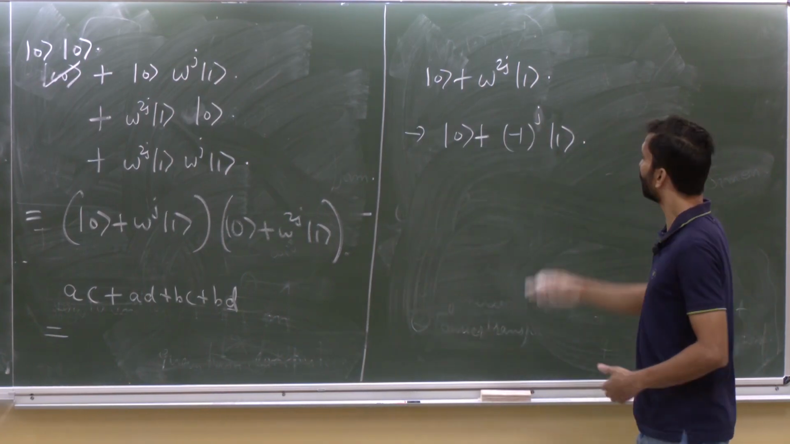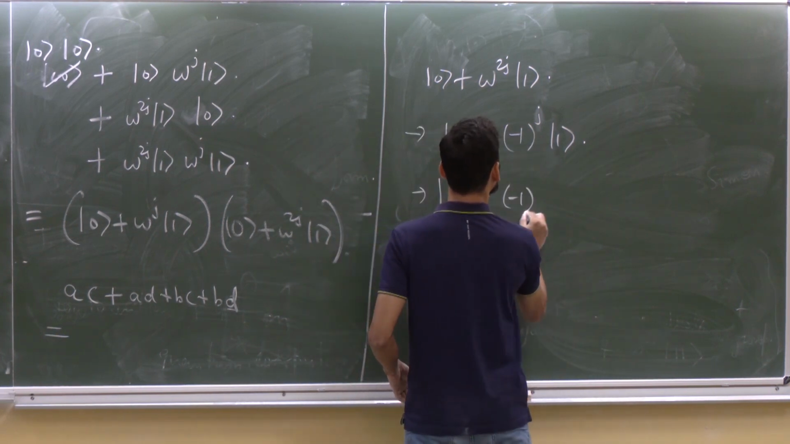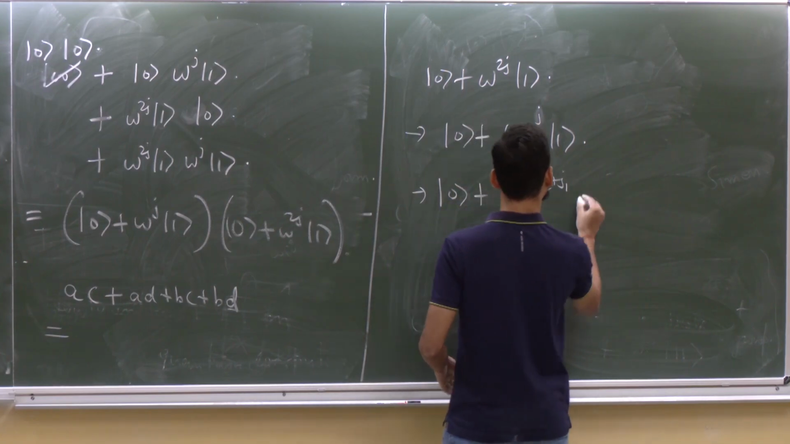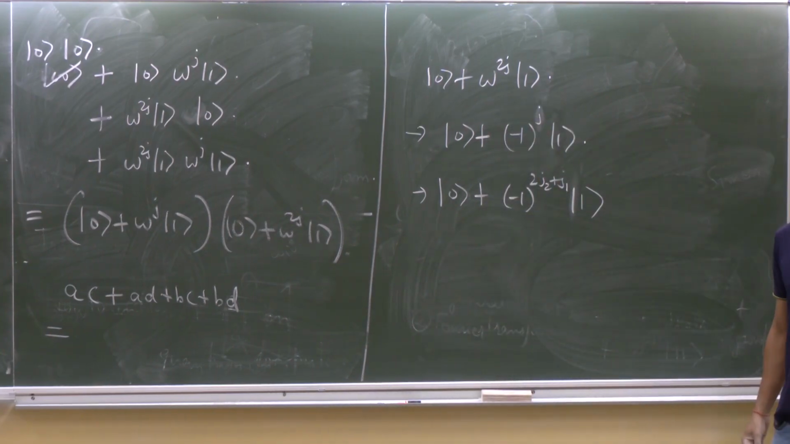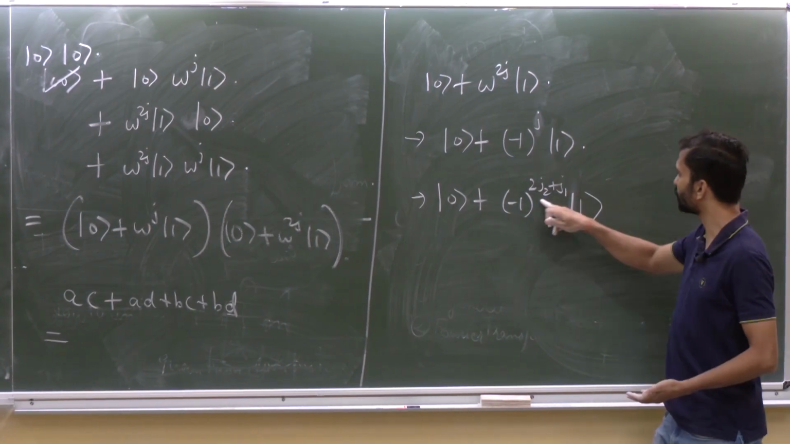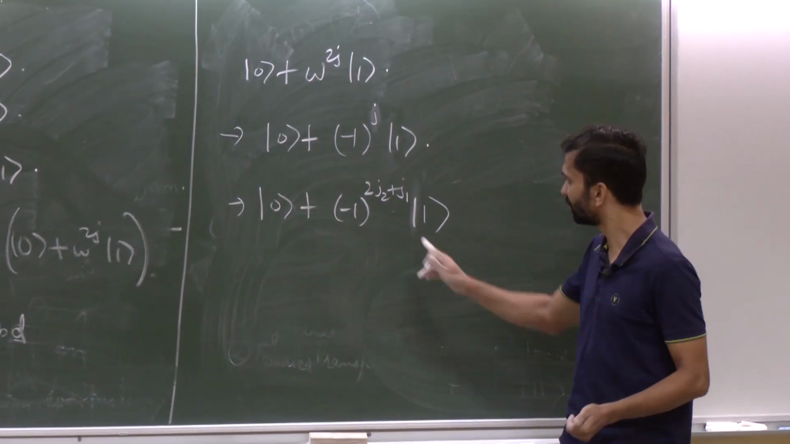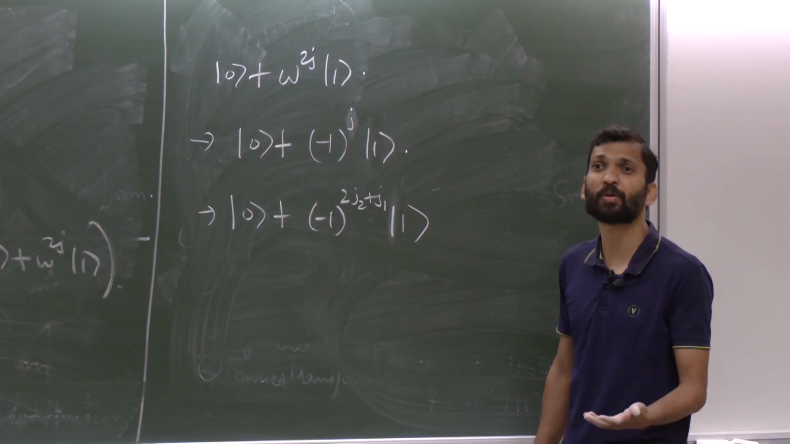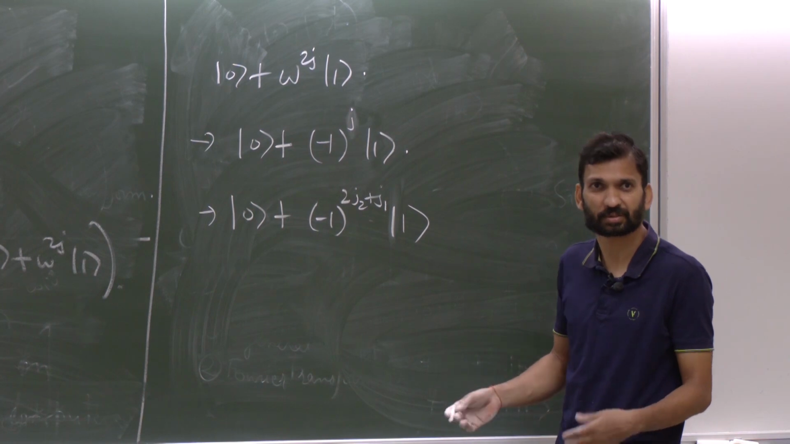What is j? You have to write it in terms of binary J1, J2, right? J is 2J2 plus J1. Correct? J2 and J1 are numbers. Minus 1 to the power 2 J2 is useless.